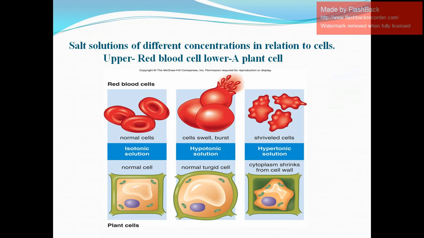Next, when we put the RBC and the plant cell in hypertonic solution, we can see exosmosis takes place, and we can see plasmolysis take place in the plant cell. There is a withdrawal of cell content away from the cell wall, that is plasmolysis. The cell becomes flaccid, it shrivels.